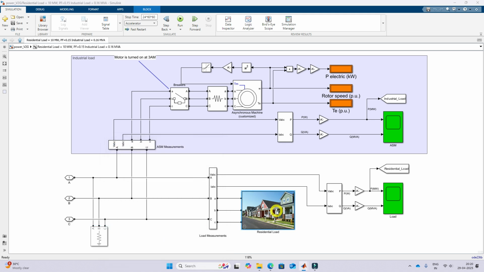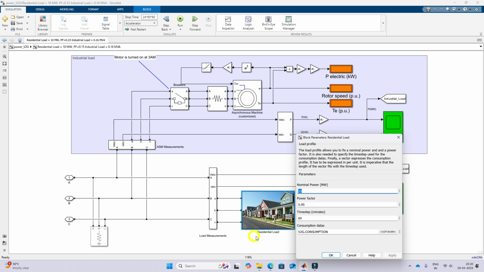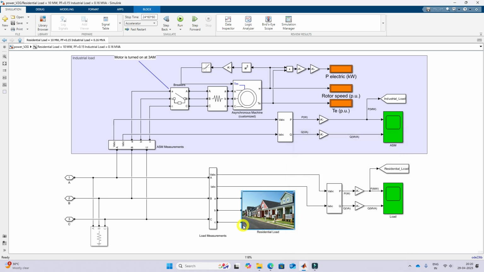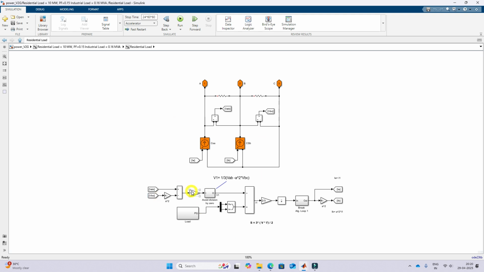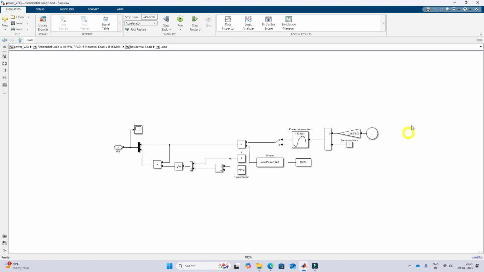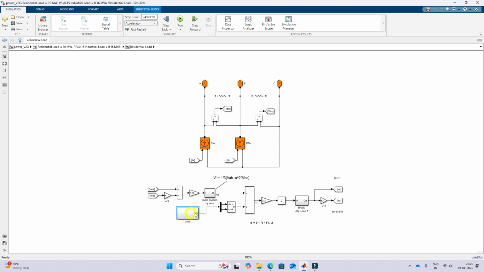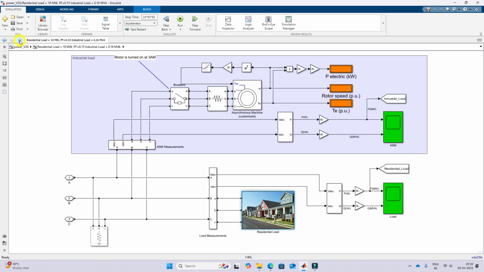So this is the residential load. When we go inside the residential load, you see that this is the modeling of the residential load. Here you see the load profile. The load profile varies according to the P and Q commands, that means real and reactive power commands. And here you can measure the details of the industrial load as well as the residential load. Here you are measuring the real power of the industrial load as well as the residential load.